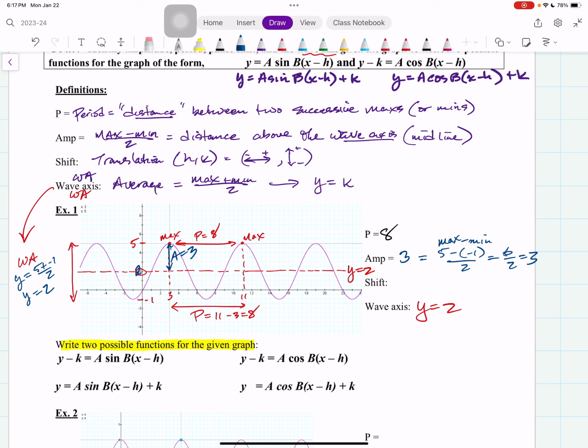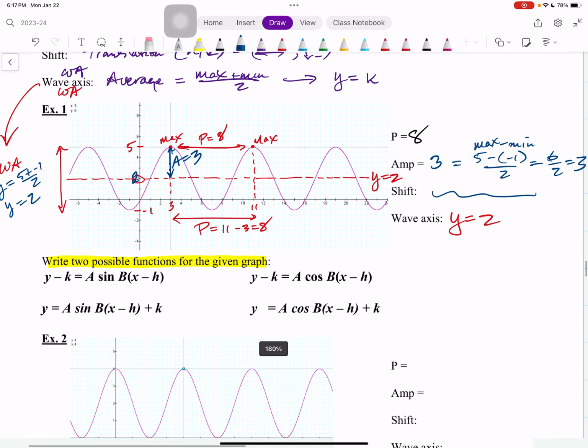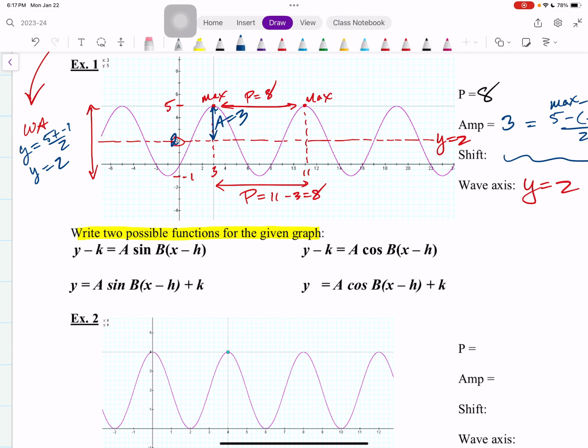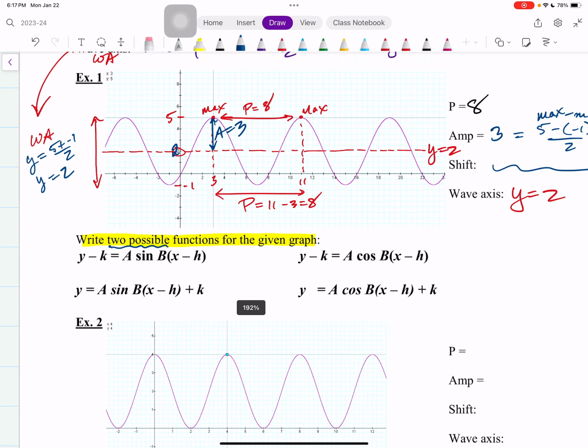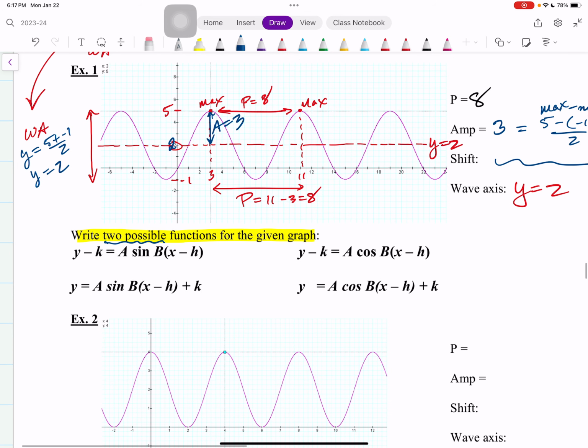So now we know the period, we know the amplitude, now we got to find the shifts. And I'm going to leave this blank because the shift for sine is different than the shift for cosine. So I will write down the shifts here down below. All right, so now let's take a look at what we have here. We want to write 2 possible functions, right? One in terms of sine and one in terms of cosine. And I've said this before, but you probably don't know this until this example here, that every sine wave can be represented as a cosine wave and vice versa. All you have to do is shift it. That's all you have to do.